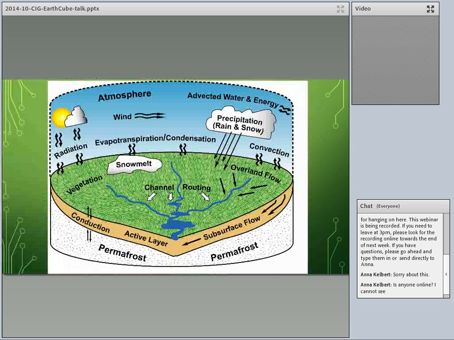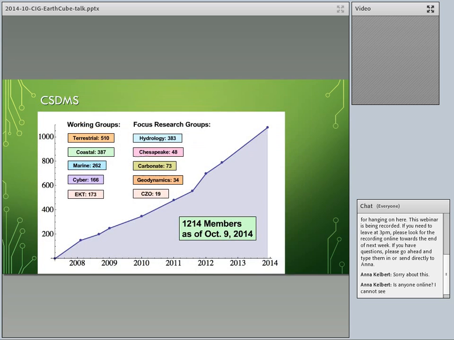So, of course, they're solving very multidisciplinary problems, quite complex systems, and let's look at how they manage this. There is quite a bit of infrastructure behind it. So, first of all, they have working groups and focus research groups.